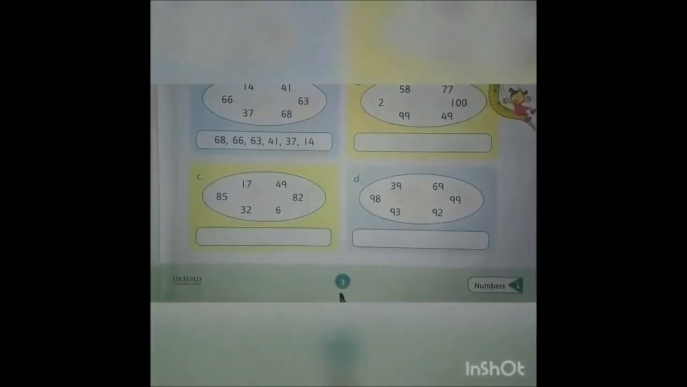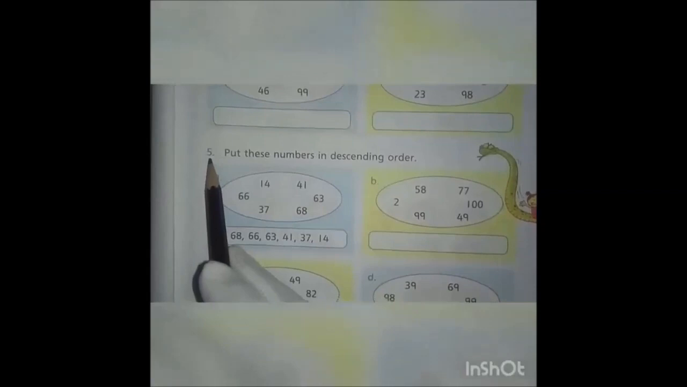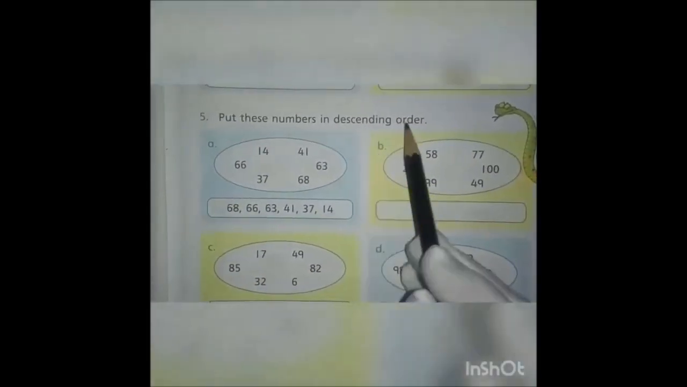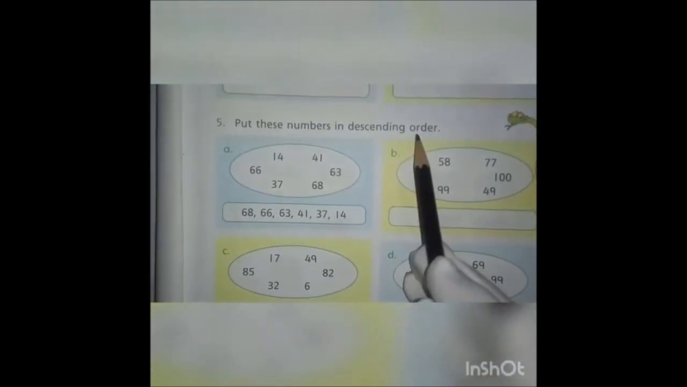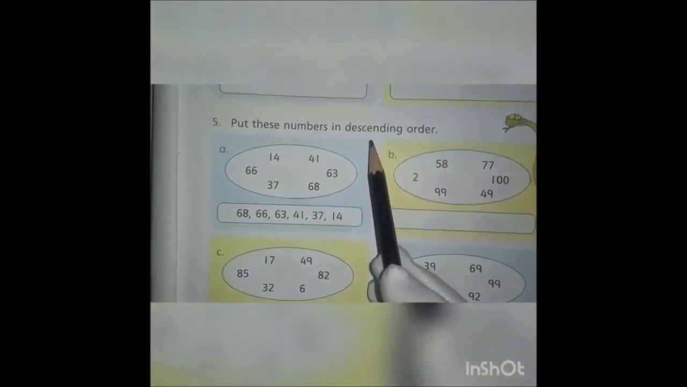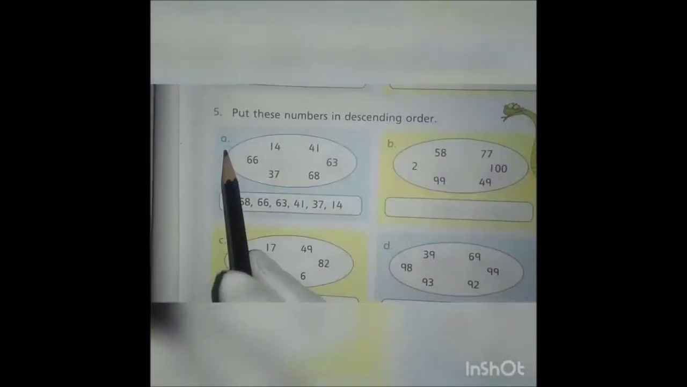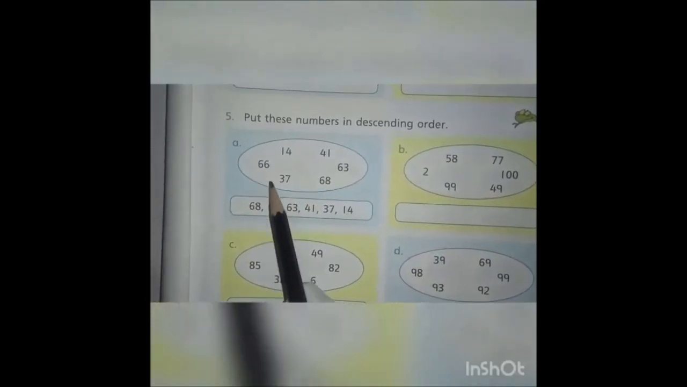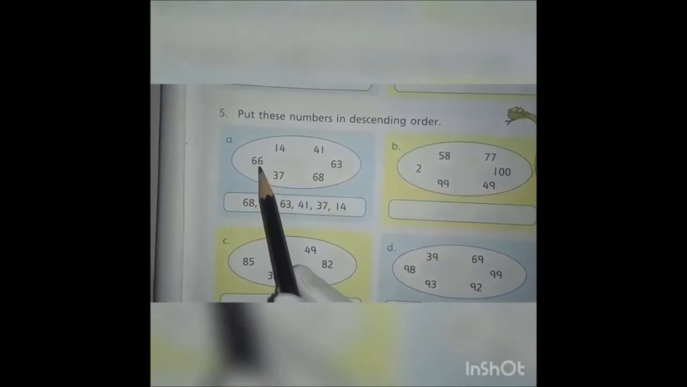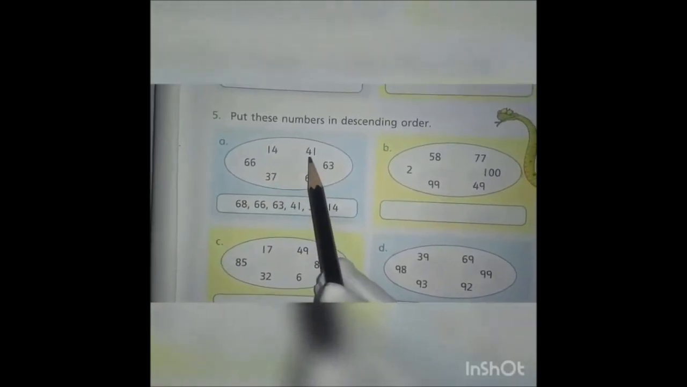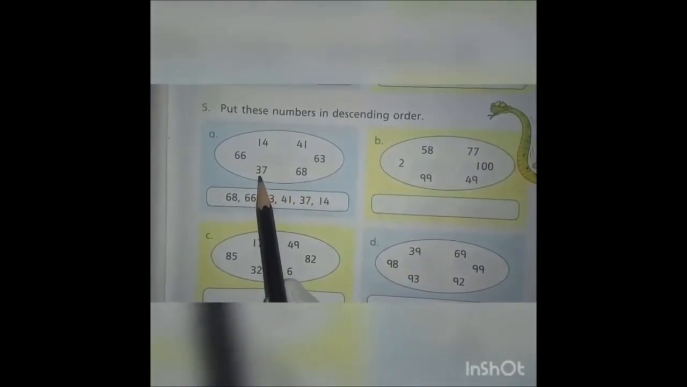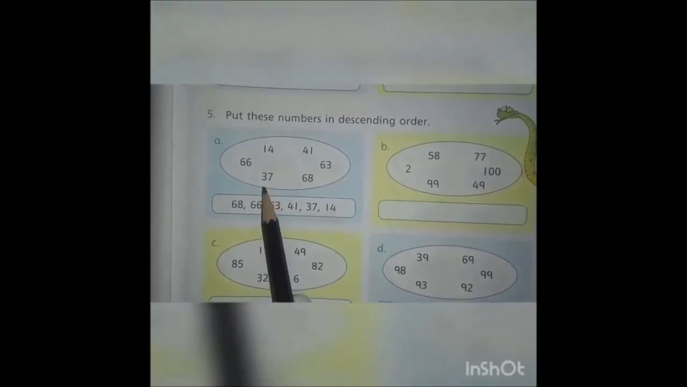Now children, open page 3, exercise 5. Question is, put these numbers in descending order. Descending order means bigger to smaller. We choose the bigger number first. A part is already done for you. Only I will explain to you. Read the numbers 66, 14, 41, 63, 68 and 37. Which is the biggest number?